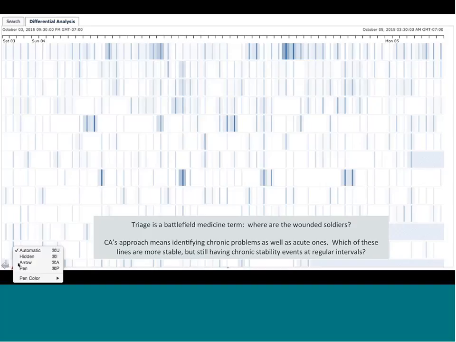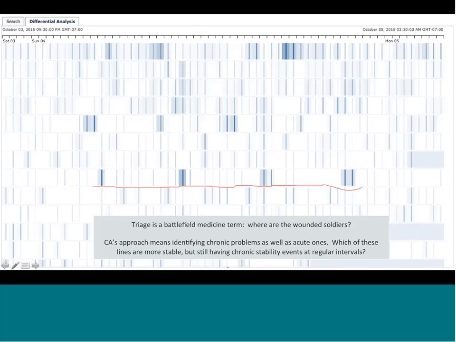Like, check this out. Let's see if I can use my pen. All right. If you look at this line here, what's interesting is that the periods of instability didn't last that long, but this is a line where I would say the application has some kind of a chronic problem. The problem isn't acute, it doesn't last forever, but there's a recurring problem that's taking place at roughly 12-hour intervals for that particular application. So with the differential analysis feature to visualize, we actually have done some triage here.